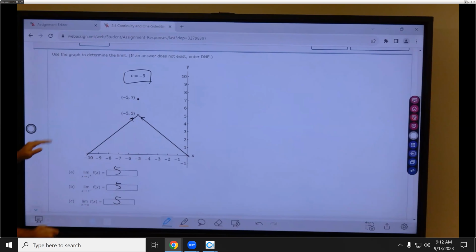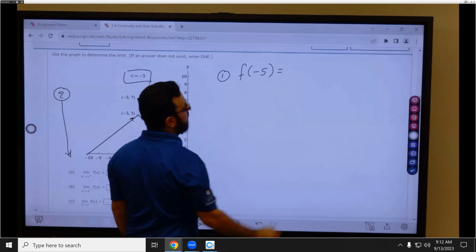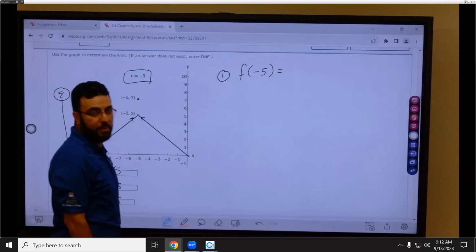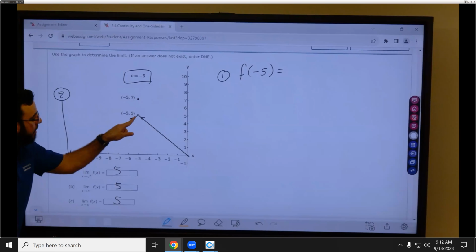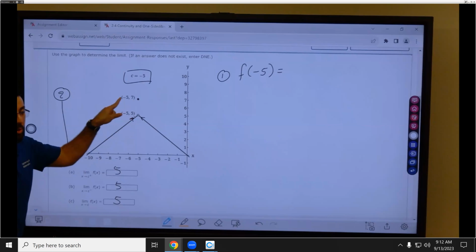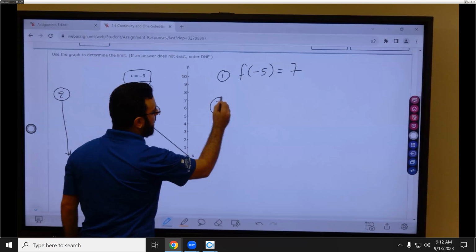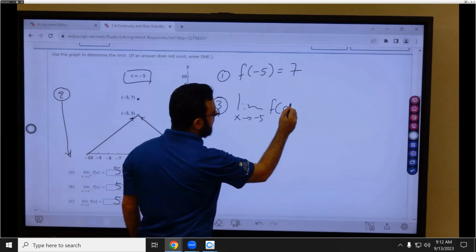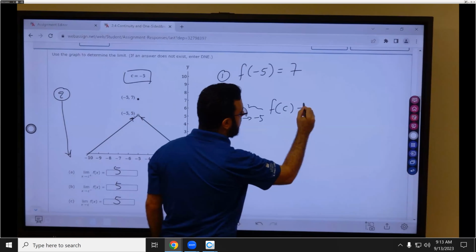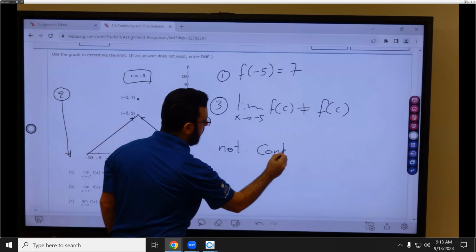Now let's check. This is the second condition; we found the limit. The first condition: f of -5 equals what? You see, here is -5. How much is f of -5? There is a hole here, and the value is 7. So f of -5 is 7. Is the third condition satisfied? The limit as x approaches -5 is not equal to f of c. It means the function is not continuous.